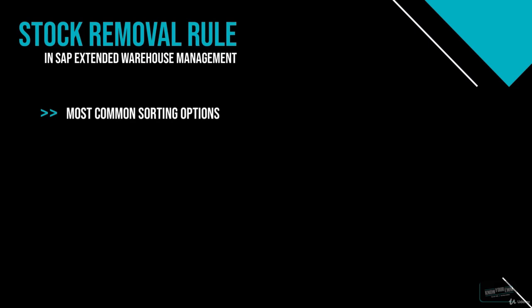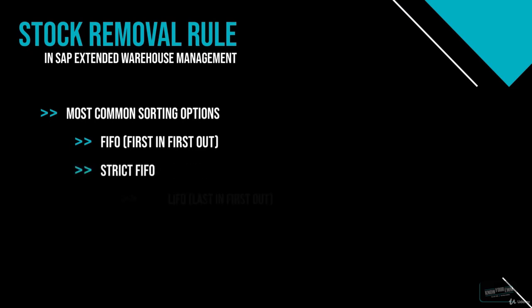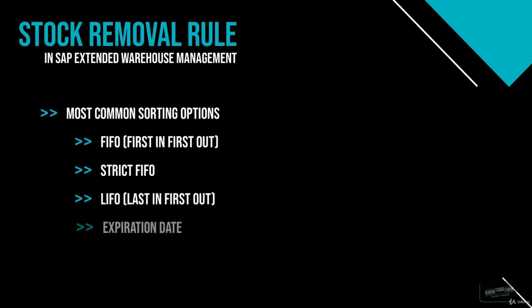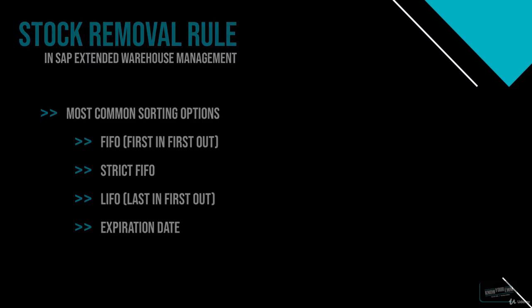Some of the most common and often used sorting options are, for example, first in, first out, a strict FIFO, last in, first out, and by the expiration date. But actually, none of these stock removal rules and their sorting comes as a predefined option. But let us have a quick look at how those rules could be set up.